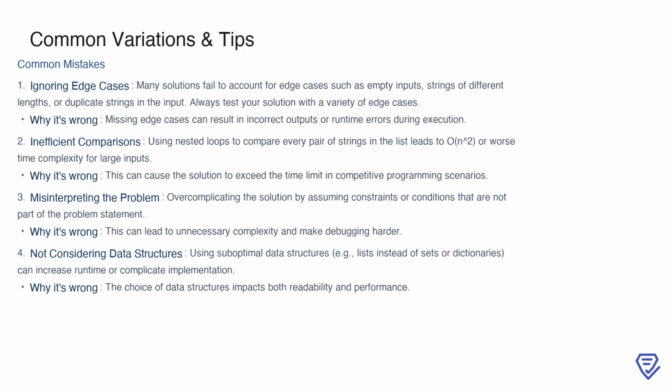Another issue is relying on inefficient comparisons. If you use nested loops to compare every pair of strings, you risk an O(n^2), or worse, time complexity, which can be a deal breaker for large input sizes in competitive programming. Misinterpreting the problem is another frequent error. This happens when you assume constraints or conditions that aren't actually part of the problem, leading to overly complex solutions that are harder to debug.